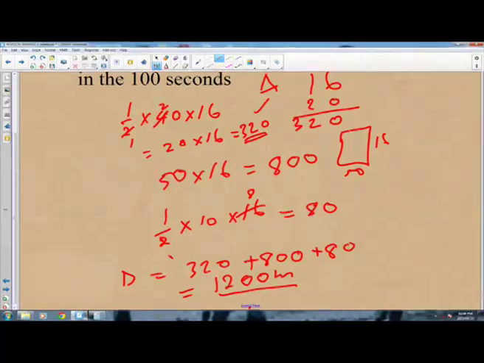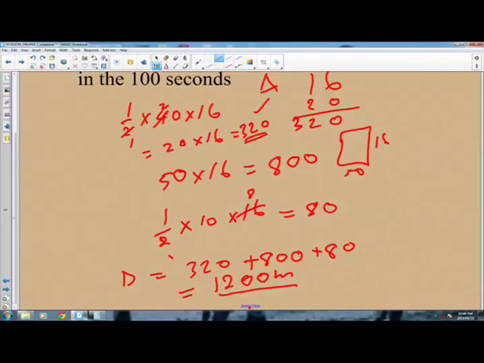All that you need to do is to partition the graph into shapes whose areas we are able to calculate. In this case, we partition it into the first triangle, giving us 320 as the area, a rectangle giving 800, then the last triangle giving us 80. Then we add the three areas. In this case, we got 1,200 meters. This is how you find the total distance traveled in a speed time graph. All you need to do is to find the area under the graph.